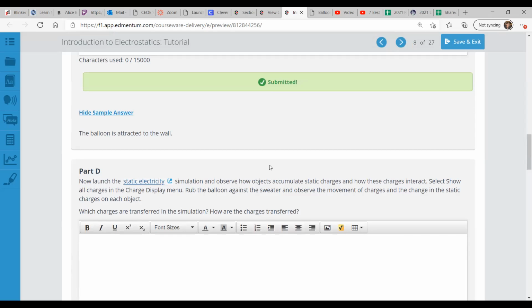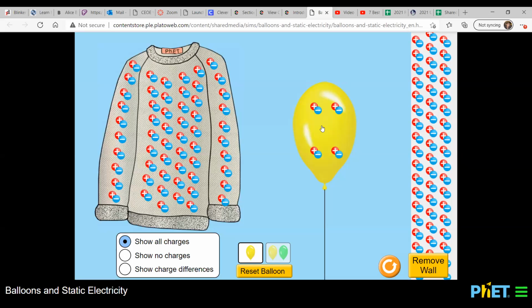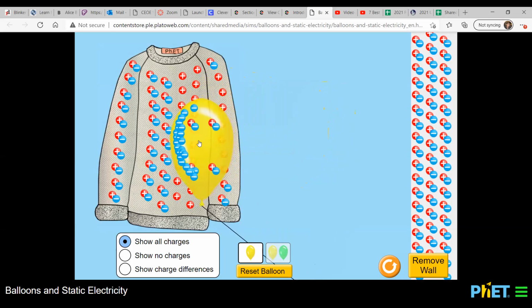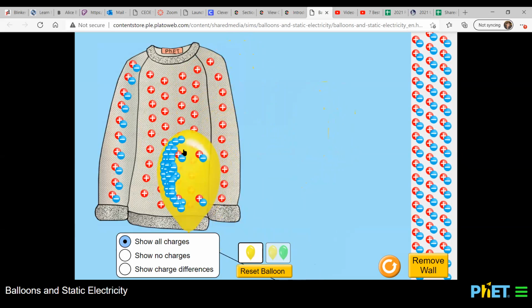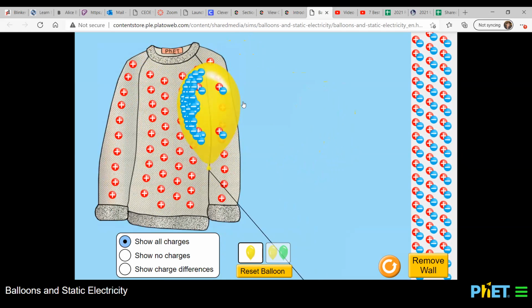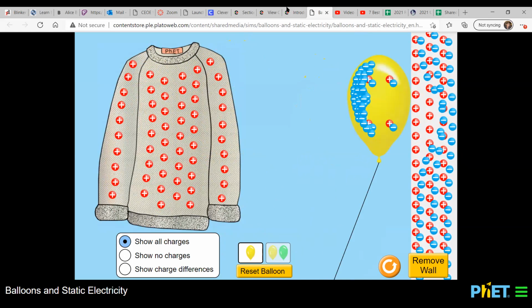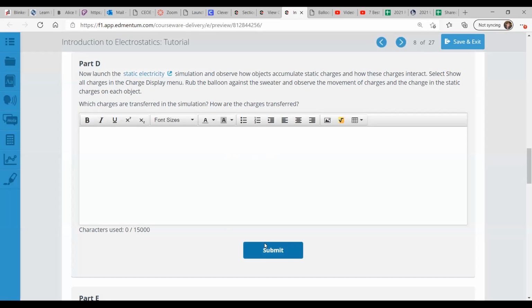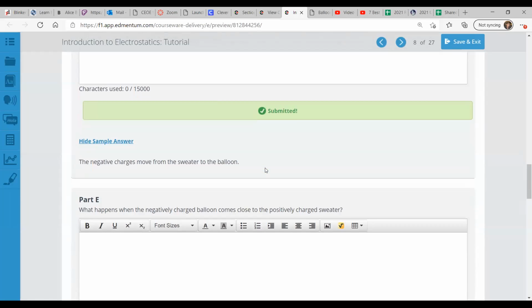Which charges are transferred in the simulation? How are the charges transferred? So, show all charges. Looks like the balloon is picking up negative charges, which are electrons. And the sweater is losing electrons. And now you see the balloon is attracted to the sweater. And it's also attracted to the wall. So negative charges move from the sweater to the balloon.